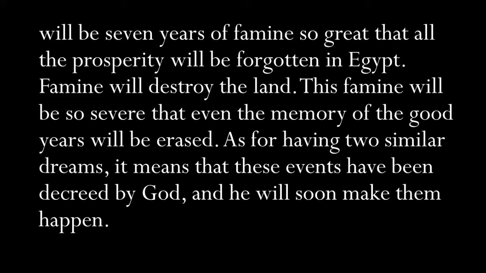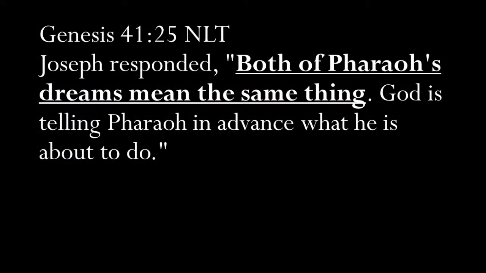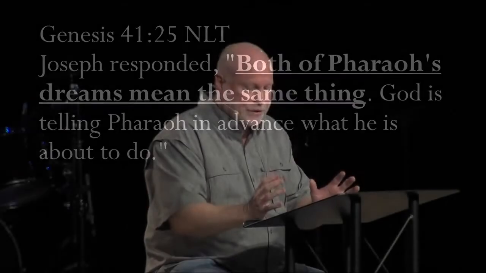Now, the very first thing that Joseph told Pharaoh is that both dreams mean the very same thing. Look at verse 25 again. Joseph responded, "Both of Pharaoh's dreams mean the very same thing. God is telling Pharaoh in advance what he's about to do." And in verse number 32, Joseph told Pharaoh why he had 2 different dreams that meant the very same thing. Look at verse 32.